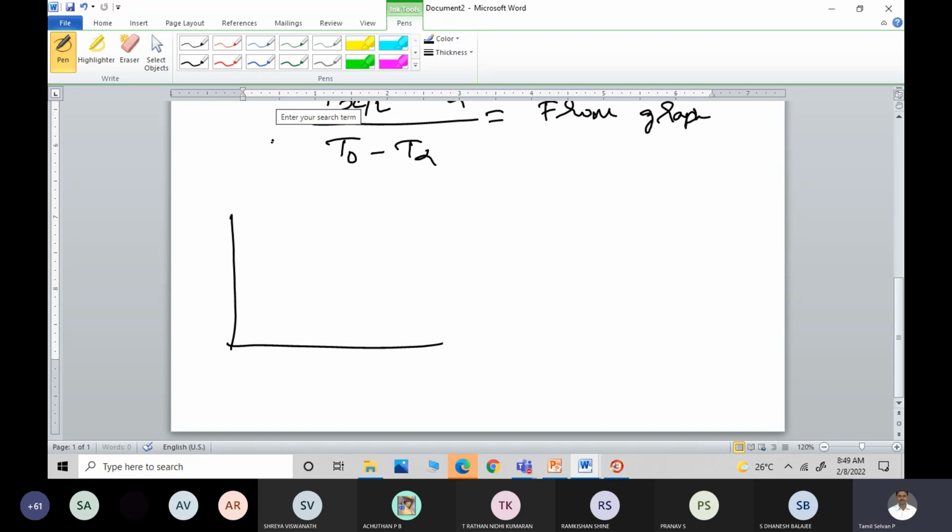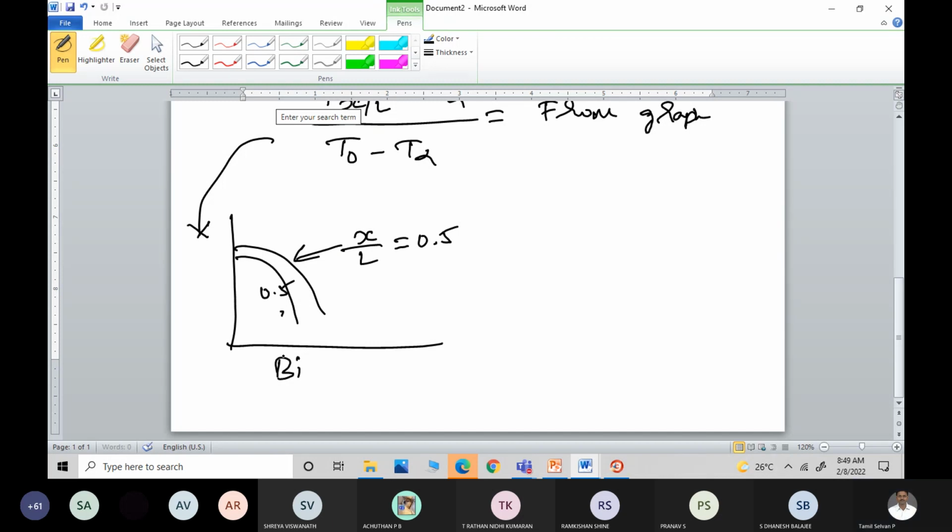This is the y-axis, and the x-axis is the Biot number. These curves are nothing but x by L, and here x by L equals 0.5 for our problem. So take the 0.5 curve, get the intersection, and after getting the intersection, find out the y-axis.